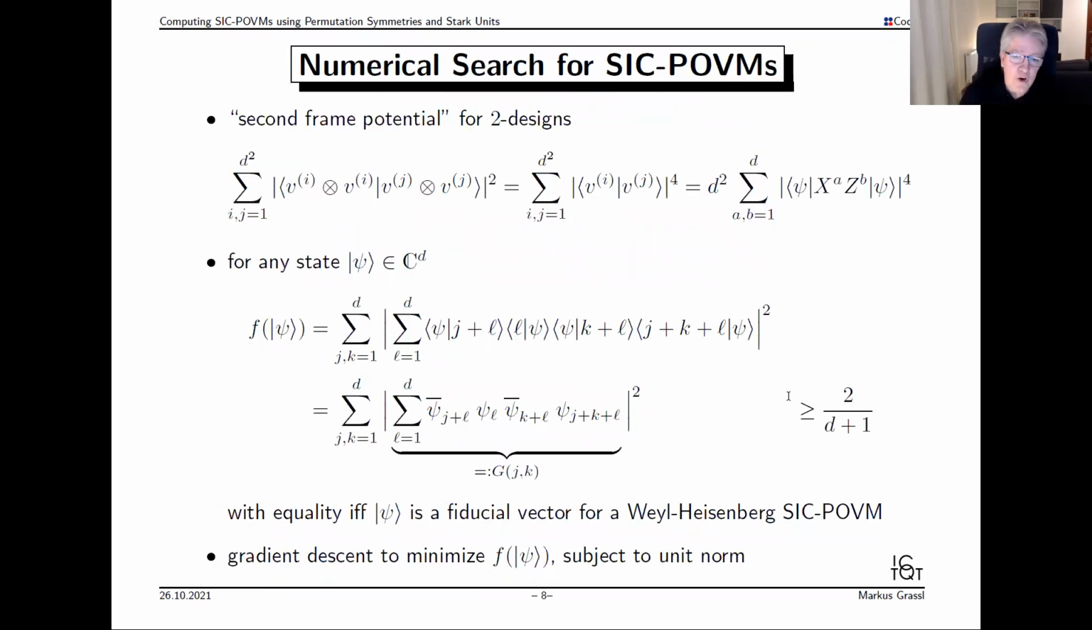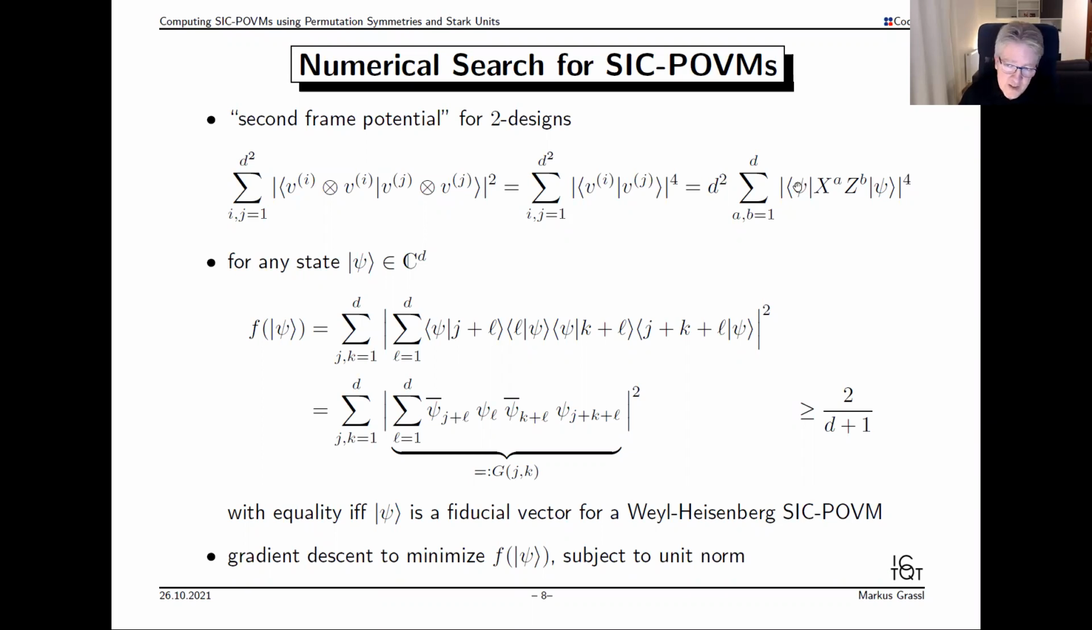So how can we do a numerical search? That was our workhorse for a long time, and to some extent still is. Some people call it the second frame potential, but we can just look at the frame potential in terms of a 2-design. We tensor each vector with itself and compute the corresponding frame potential for that. That gives the fourth power, since when we calculate the inner products, we get just the square. And we also make the additional ansatz that our vectors are the orbit under the Weyl-Heisenberg group.